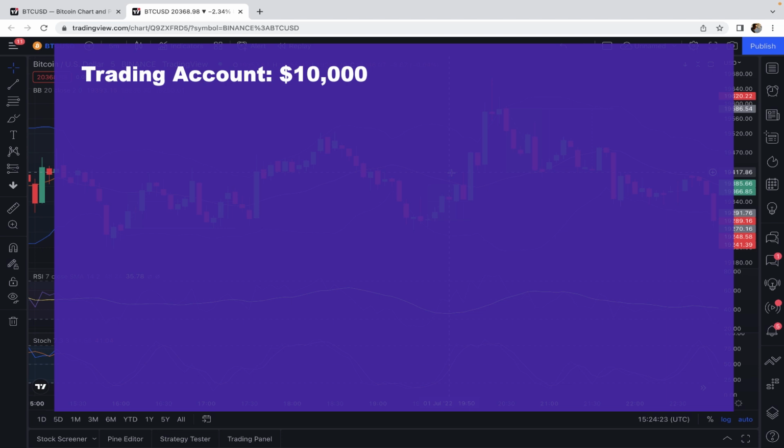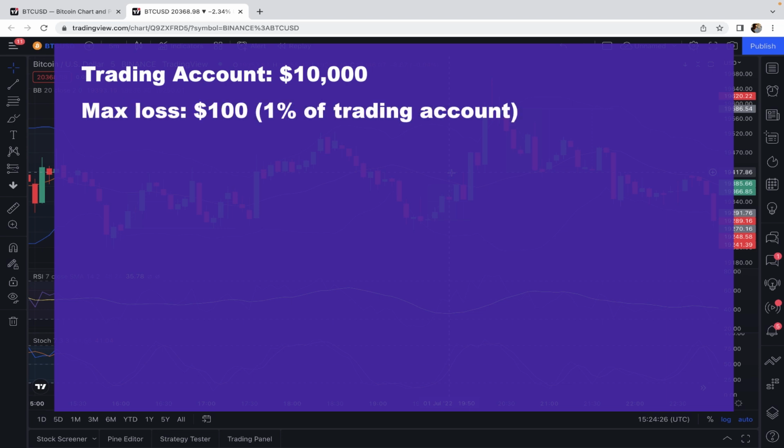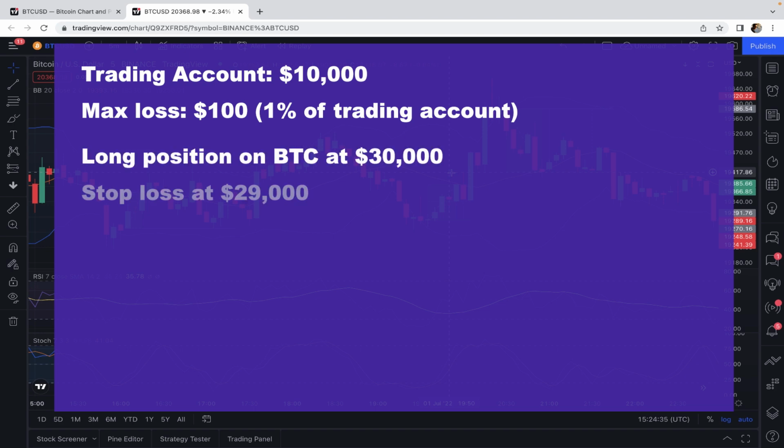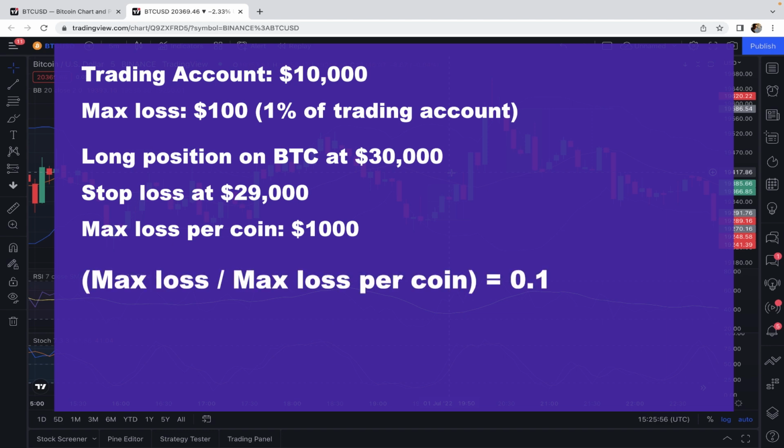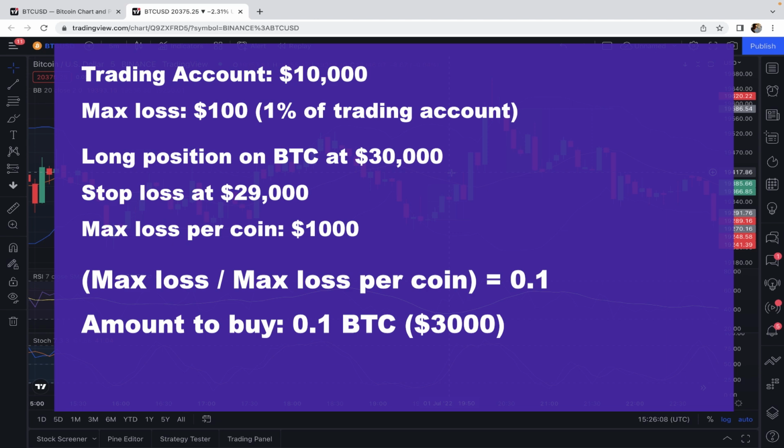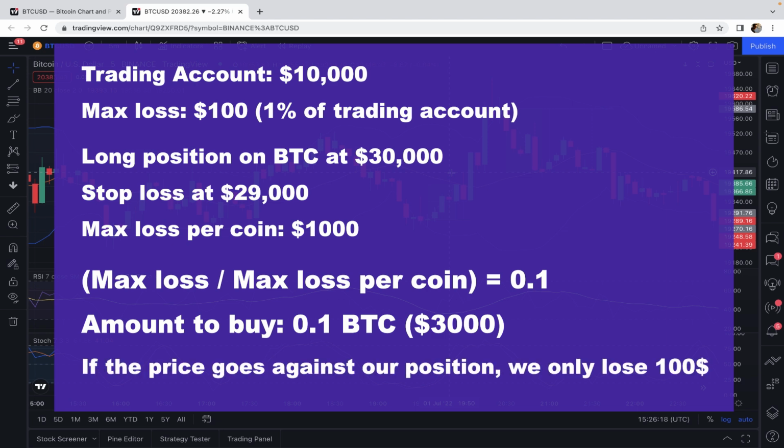Consider we have a $10,000 trading account and on each trade we want to lose 1% of this, so that would be $100. Consider we want to enter a long position on Bitcoin at $30,000 and we want to set the stop loss at $29,000, for example. So here the maximum loss per coin is $1,000. Now we divide our defined maximum loss amount, which is $100, 1% of our trading account, by the maximum loss per coin, which for this trade is $1,000. The result is 0.1, which is the amount of Bitcoin that we must buy. So we buy Bitcoin worth $3,000, nearly a third of our trading account, but without any worry, because if the price goes against our position, we only lose $100, only 1% of our trading account.